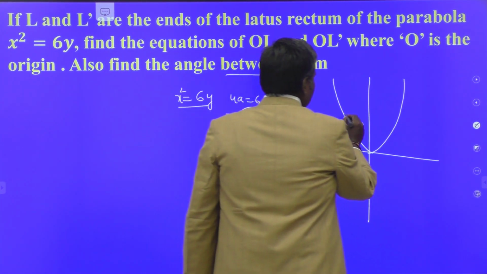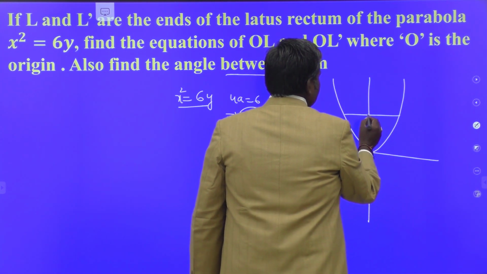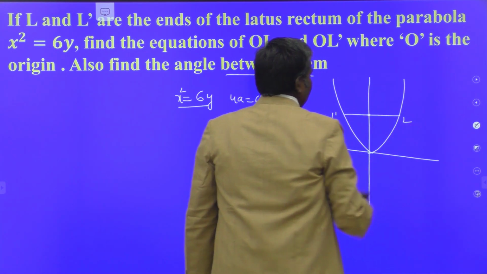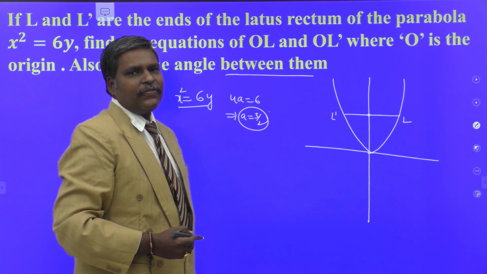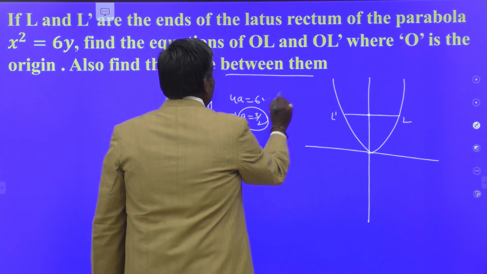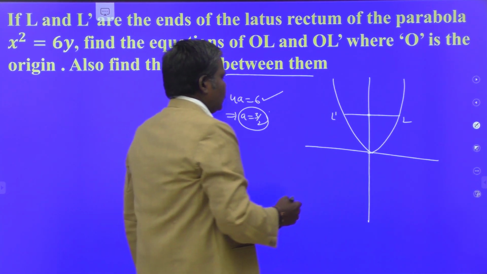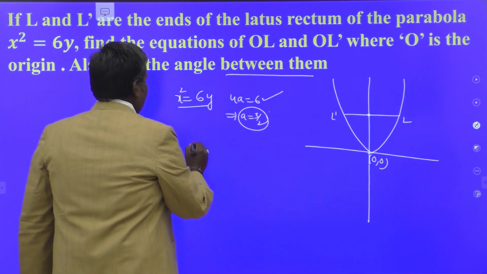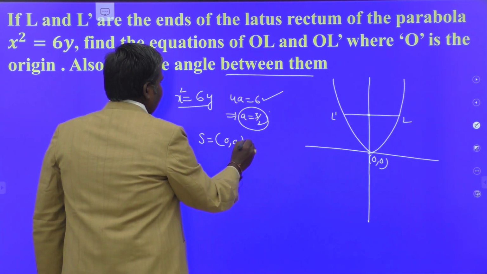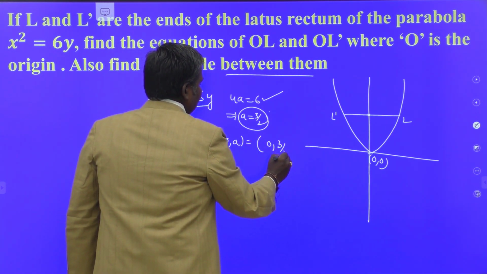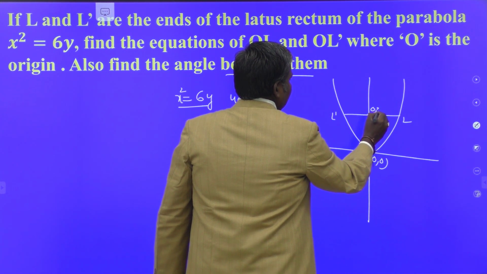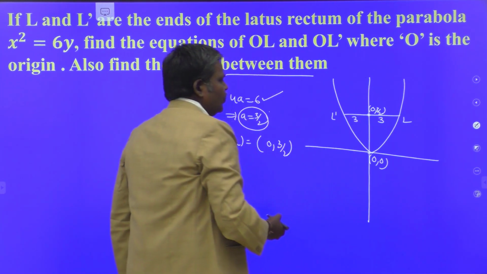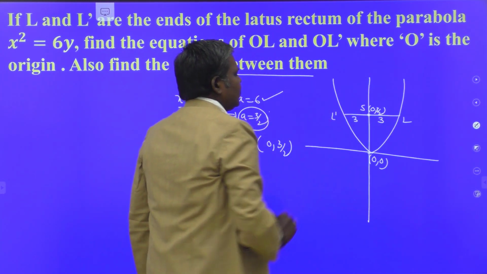Latus rectum means what? Latus rectum is the line passing through the focus perpendicular to the axis. This is L dash, and automatically this will be L. What is the length of the latus rectum? All of you know that the length of the latus rectum is 4a, that is 6 units. What are the coordinates here? 0, 0. What are the coordinates of focus? S is equal to 0, a for x square equal to 4ay. That is 0, 3 by 2. The entire distance is 4a, so it is 6 units, and automatically it is 3 units from the focus S to L as well as L dash.